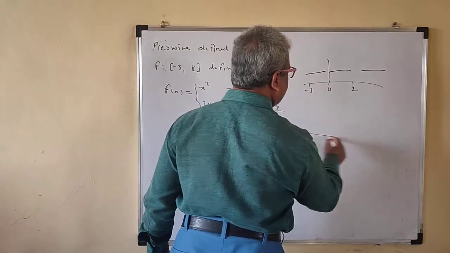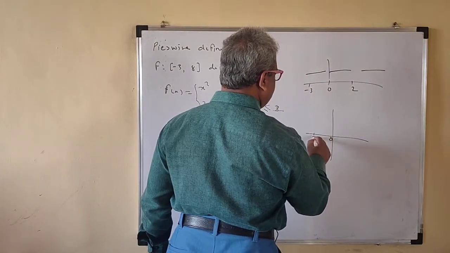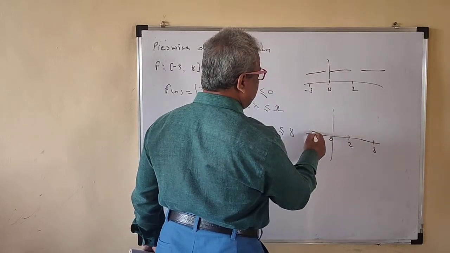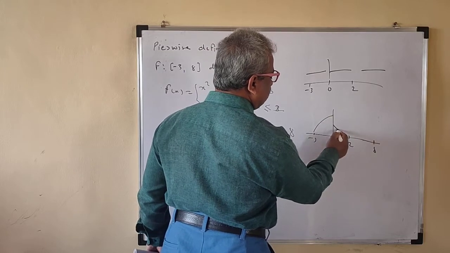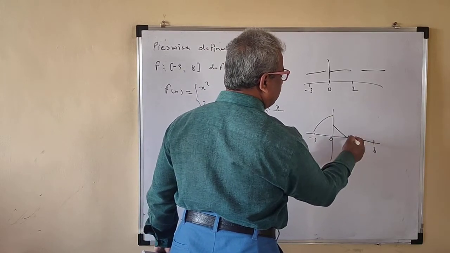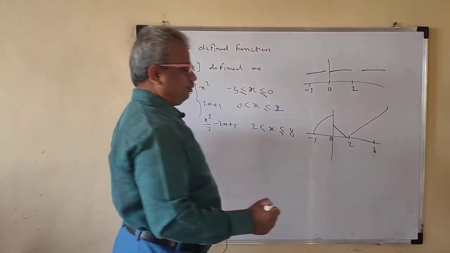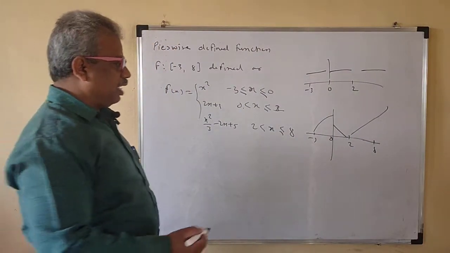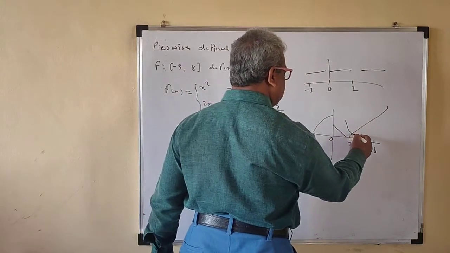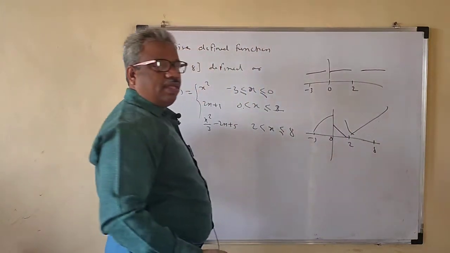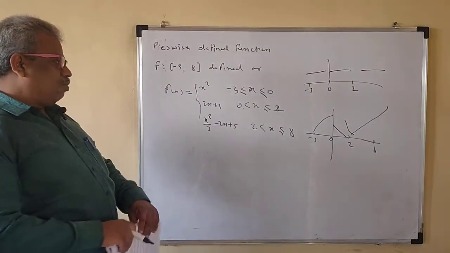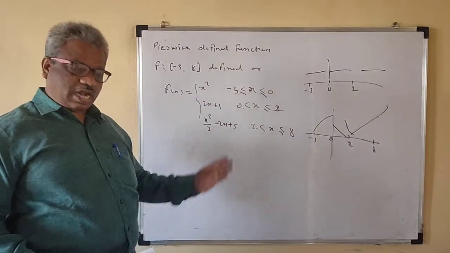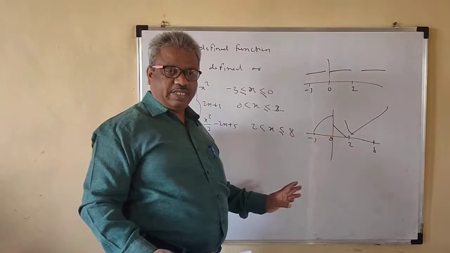So suppose this is 0, this is minus 3, this is 2, and this is 8. Now the graph of this may be like this, and the graph of this may be like this, and the graph of this one may be like this. No problem. That means it may start from this one like this. So these are the 3 graphs here. For minus 3 there is another function. So your graph will be just like a piecewise function.